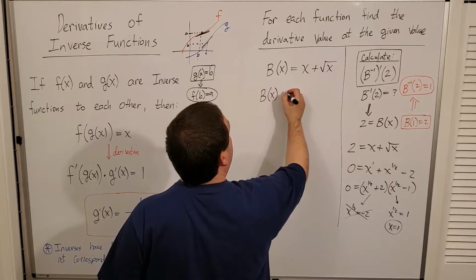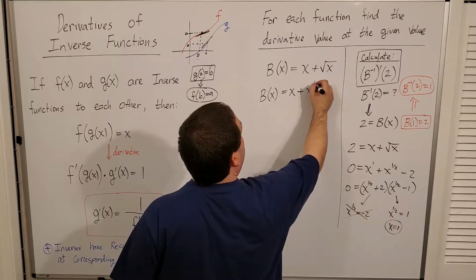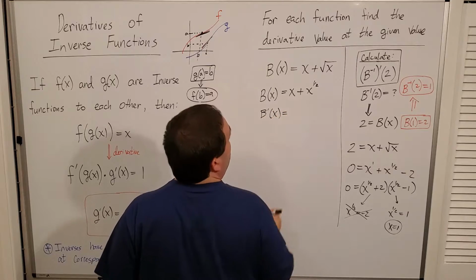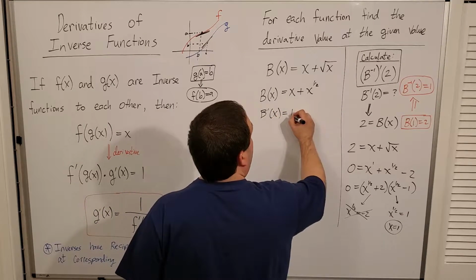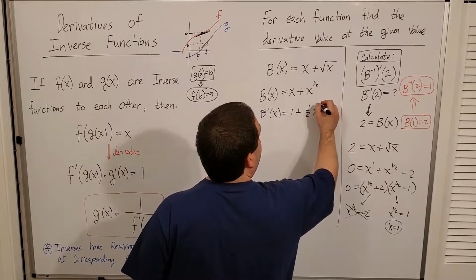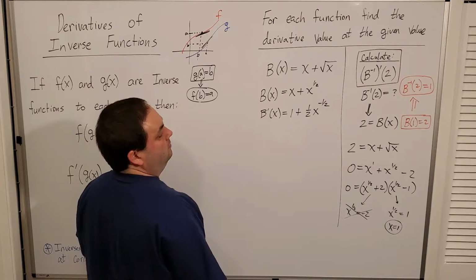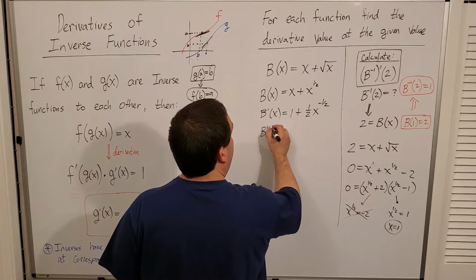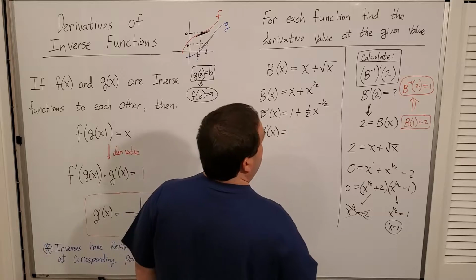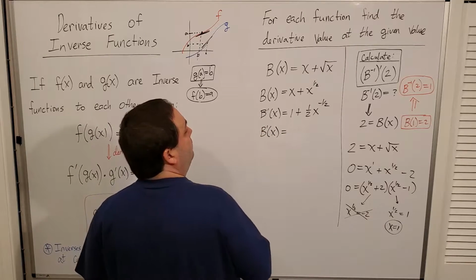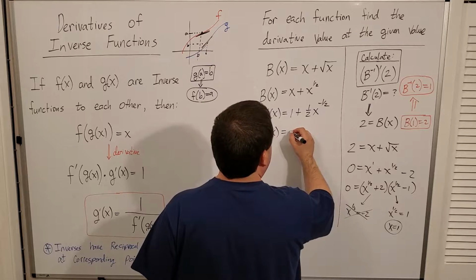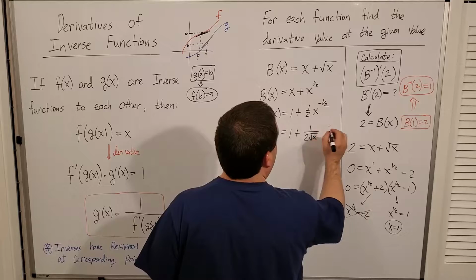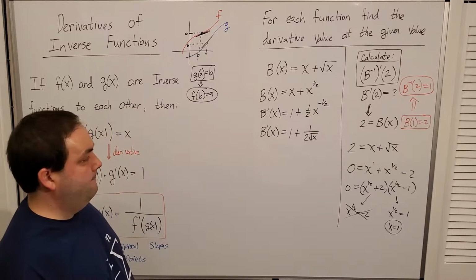First I'm going to rewrite b as x plus x to the 1/2. Now b prime is equal to 1 plus 1/2 x to the negative 1/2. Or in other words, b prime of x is going to be equal to 1 plus 1 over 2 square root of x, like this.